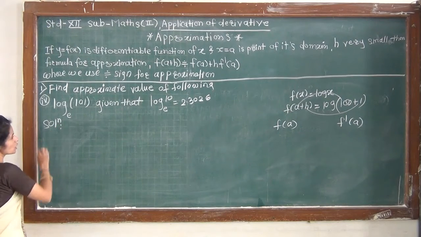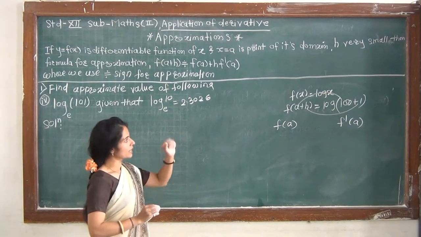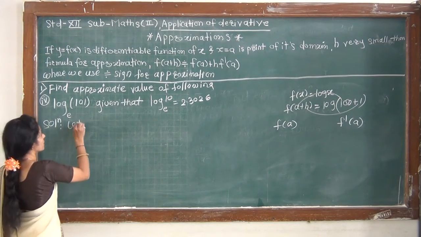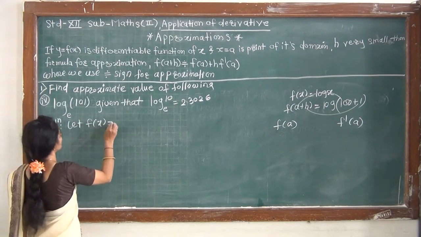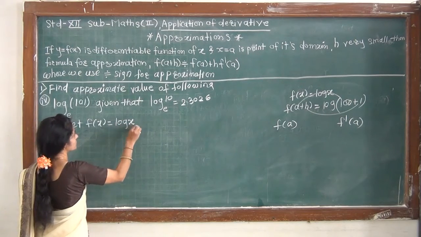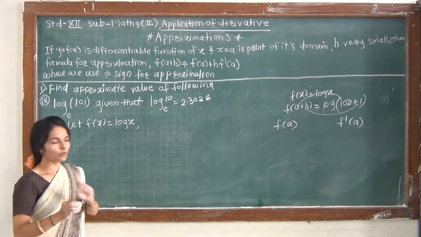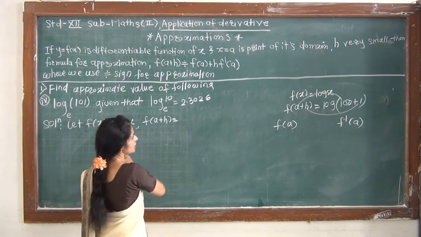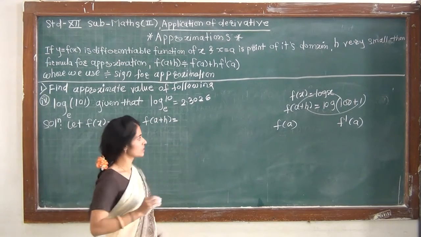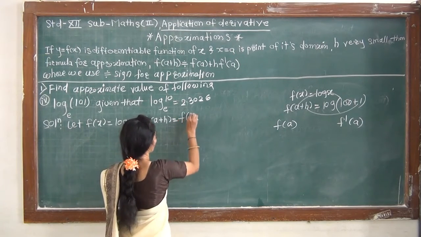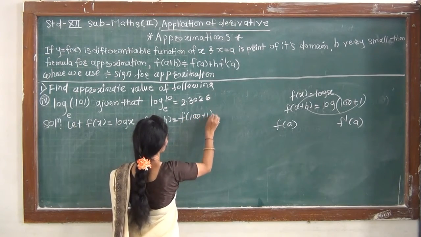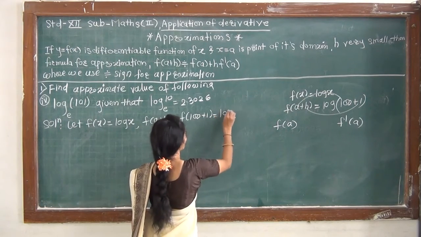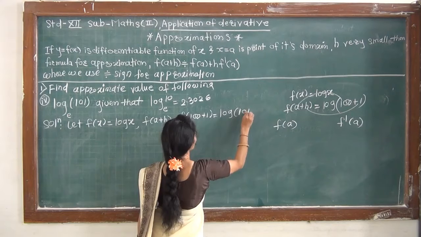So in solution, firstly, if you observe the given identity, let me consider f of x is nothing but log of x. Simultaneously we have to find f of a plus h. As per our analysis, it should be f of 100 plus 1, that means log of 101.